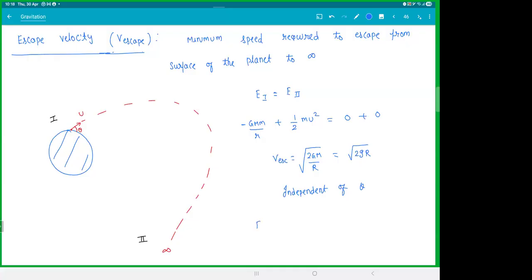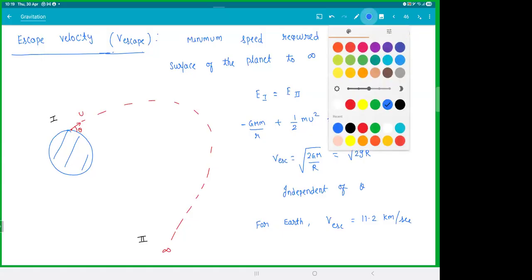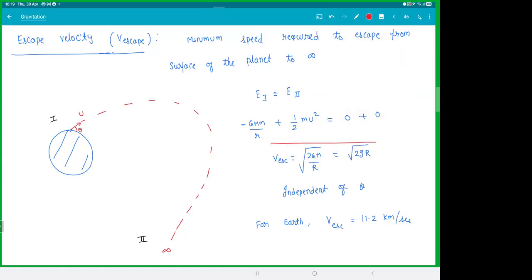And for Earth, this value turns out to be around 11.2 kilometers per second, neglecting the Earth's air resistance. So if the Earth had no atmosphere, and if you kick something with a speed of 11.2, you escape the planet. Clear with this?